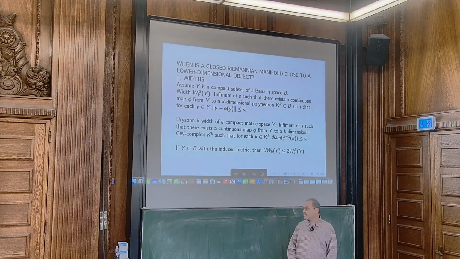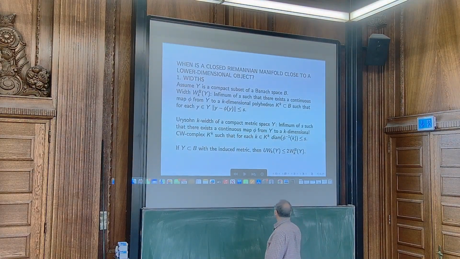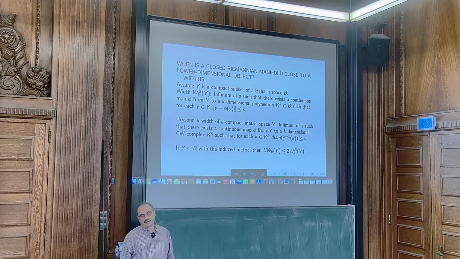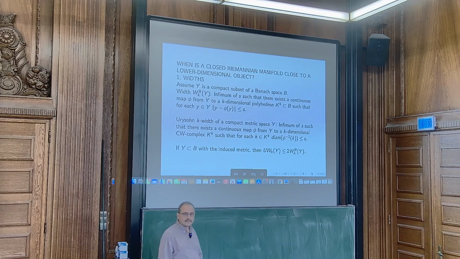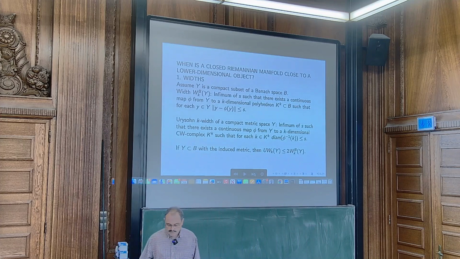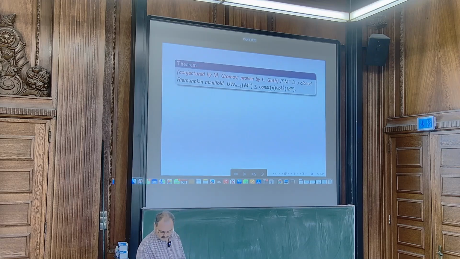And so, if we don't like that the Urysohn width looks so abstract, I would like to mention that Gromov demonstrated that if we consider the standard Kuratowski embedding of Y in the space of L infinity functions on Y, then it turns out that we are going to have the equality here. So the Urysohn width is just 2 times the width of this embedding into L infinity.